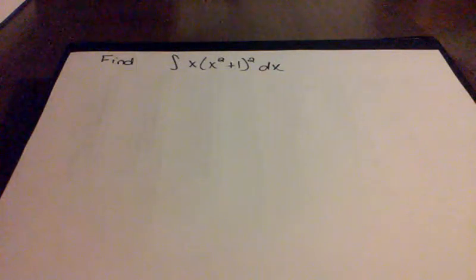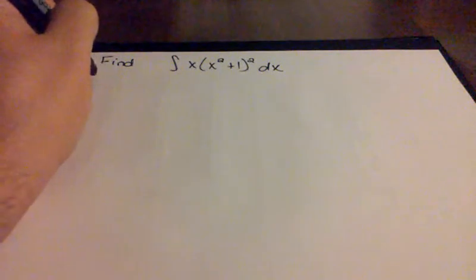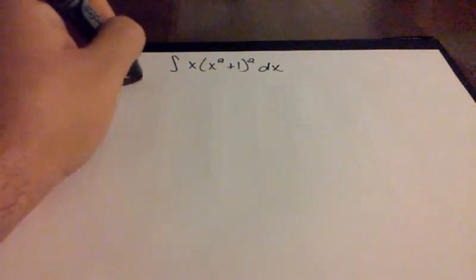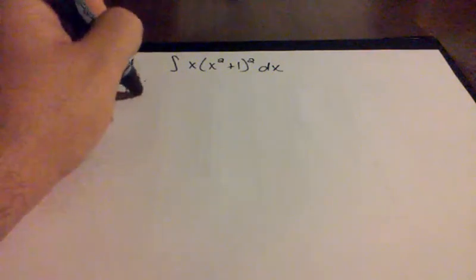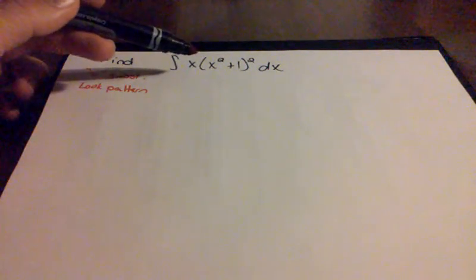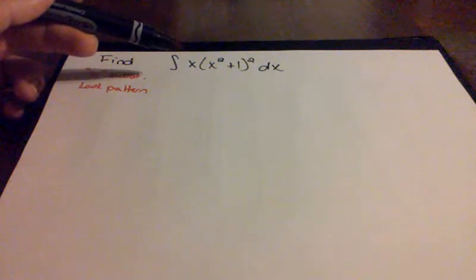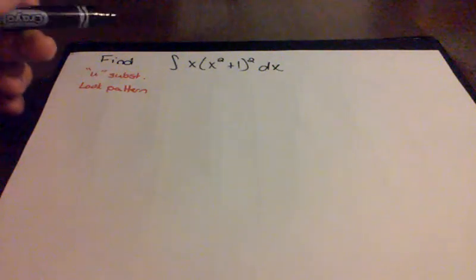All right, guys, for this problem, it wants you to find the indefinite integral of x times (x squared plus 1) squared dx. Again, this is a type of problem where we're going to do a u substitution, and we're basically going to look for that pattern where we're going to let one part of the integral represent u, hopefully take the derivative of it, and it equal to another part of the integral.